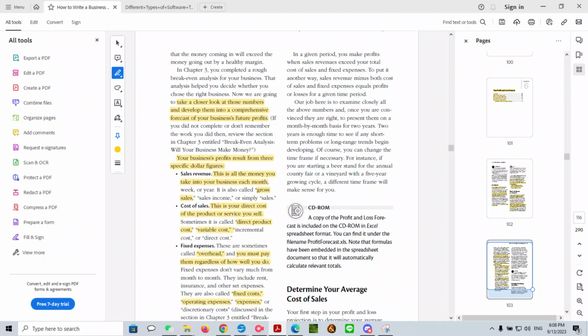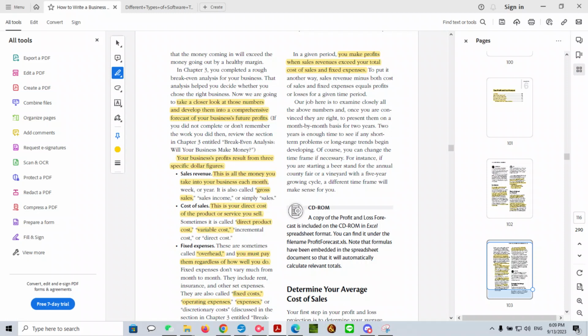Now, in a given period, you make profits when your revenue exceeds your total cost of sales and fixed expenses. Basically, you take all of your expenses and all of your revenue, and you compare the two. Which one is more? If the revenue is more, then you made a profit. If your expenses are more than your revenue, then you had a loss and not a profit. If they're exactly the same, down to the last digit, that means you broke even. So that's three things that can happen in business. You either profit, you make more money than you spend. You have a loss, which means you spend more than you make. Or you break even, which means you make the same amount of money as you spent.